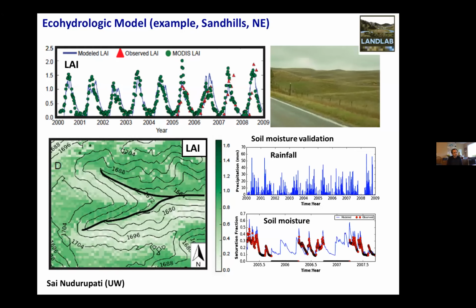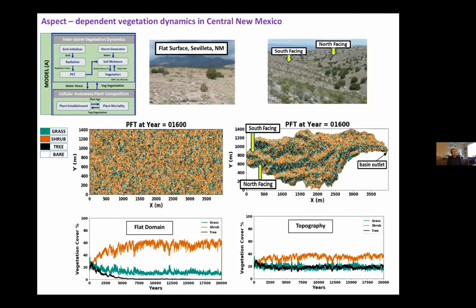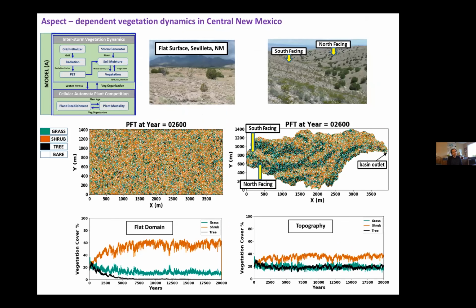You can map soil moisture. Down below, there's a soil moisture tracer. Traces modeled in comparison to observations. This is an example of vegetation dynamics using Landlab.